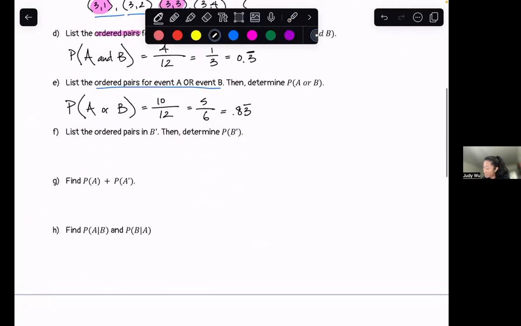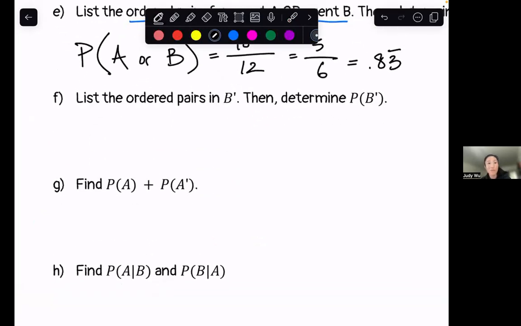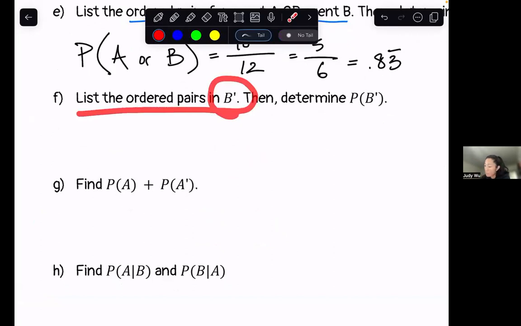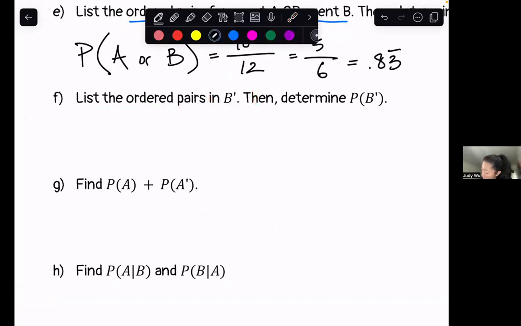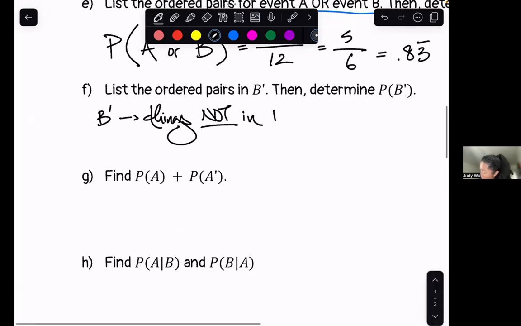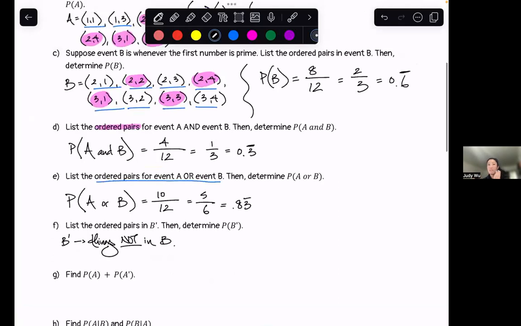All right, let's take a look at these last 3. We're introducing some new notation. So I just want to make sure that's something we understand, okay? So it says list the ordered pairs in B, and then there's like a little mark, and we call that a prime, okay? So B prime means things not in B, okay? In other words, B is whenever the first number is prime.